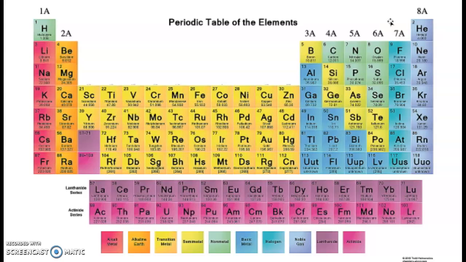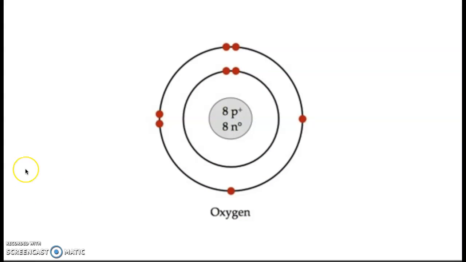But wait, I'll prove it to you. Let's take a look at this diagram of oxygen. And so now I want you to count up the number of electrons in the outermost shell. There's 6, see? Now let's move on.